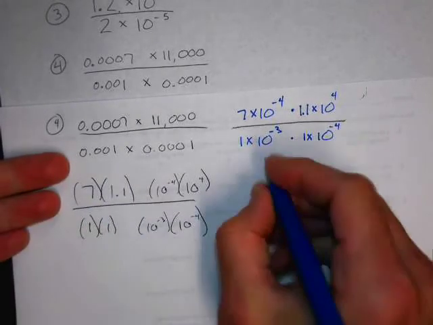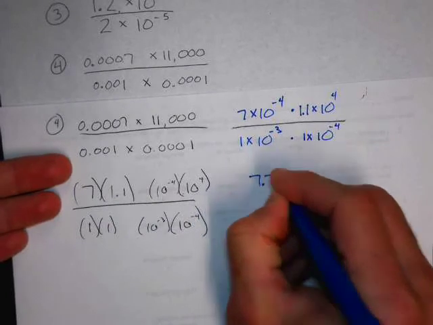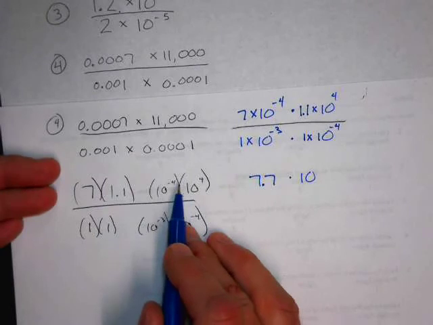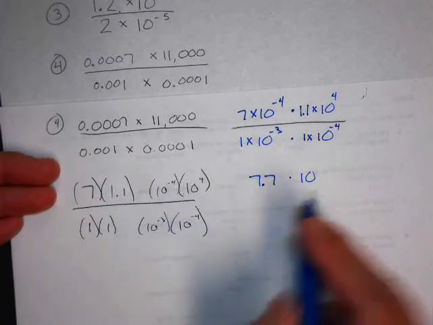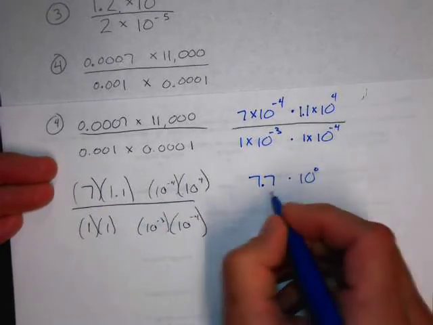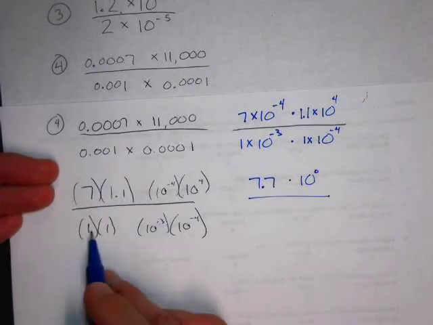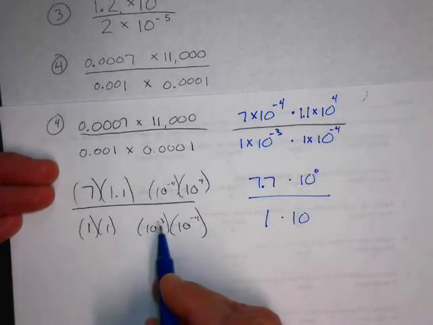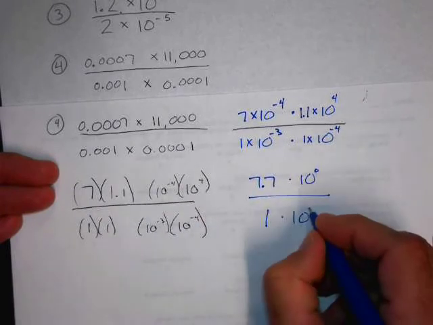7 times 1.1, of course, is 7.7. And then times 10 to the, keep the base, add the exponents. Negative 4 plus 4 is actually 0. Boom, boom, boom. And then in the denominator, 1 times 1 is 1, times 10 to the, keep the base, add the exponents.